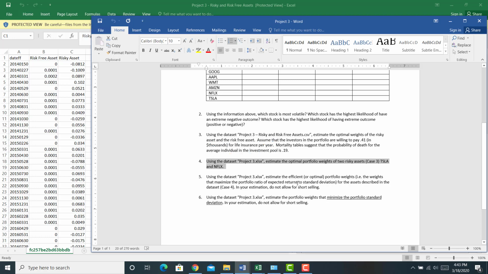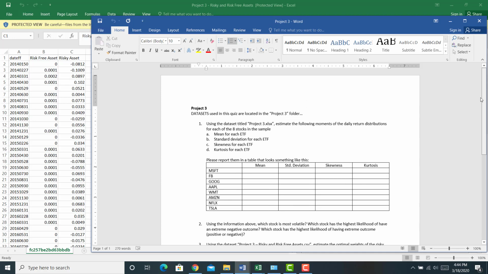That's case 3. And then in problem 5, we're going to use case 4. What we're going to do here is form an optimal portfolio by changing the weights to find the optimal portfolio made up of these 8 stocks using 2018 and 2019's data, okay? So I also have an example. It's a long example under the case 4 subheading in the lecture outline that shows you how to do this. In your estimation, don't allow for short selling. In that example under case 4's outline, I also show you how to find the portfolio that minimizes the portfolio standard deviation. So I'll have you do that as well in problem 6.